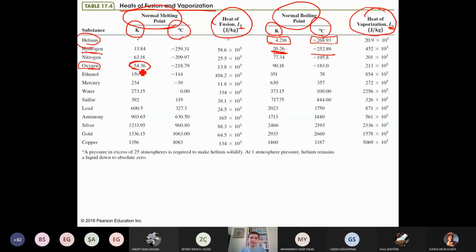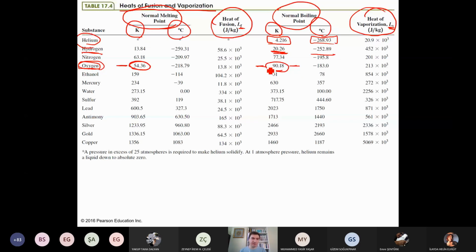So this is the transition temperature from solid to liquid, and this is the transition temperature from liquid to vapor. Okay, and this is very important for space applications, space shuttles to carry persons or payload to space. Liquid oxygen is used as a fuel. Okay, so it has a very low boiling point.